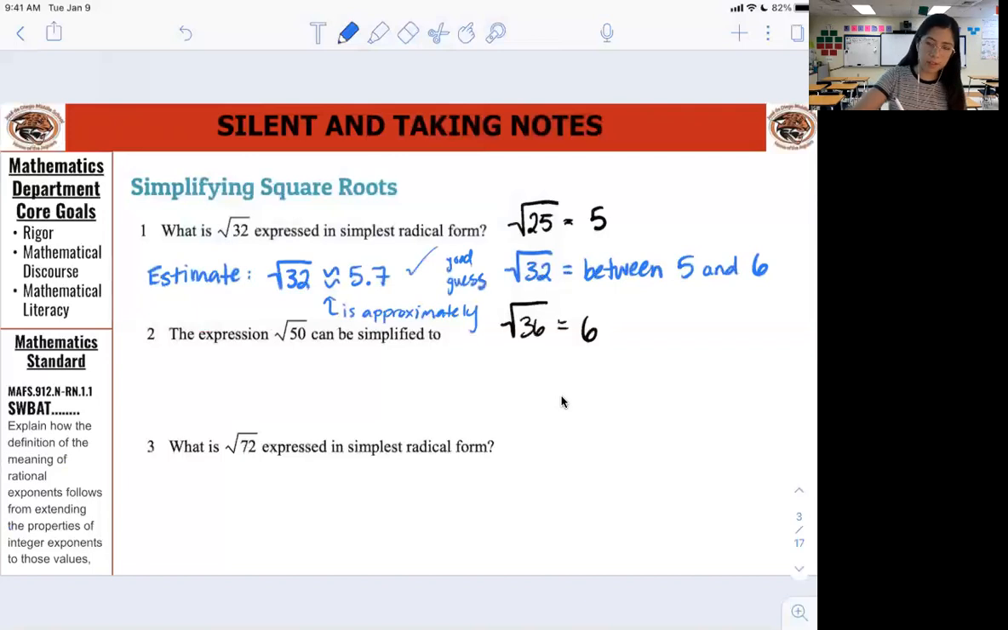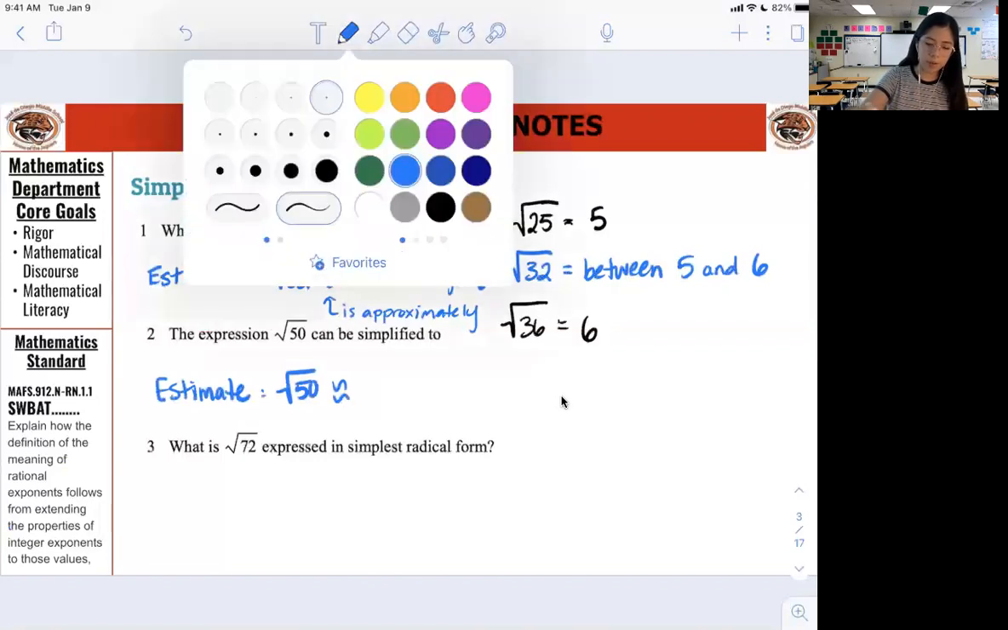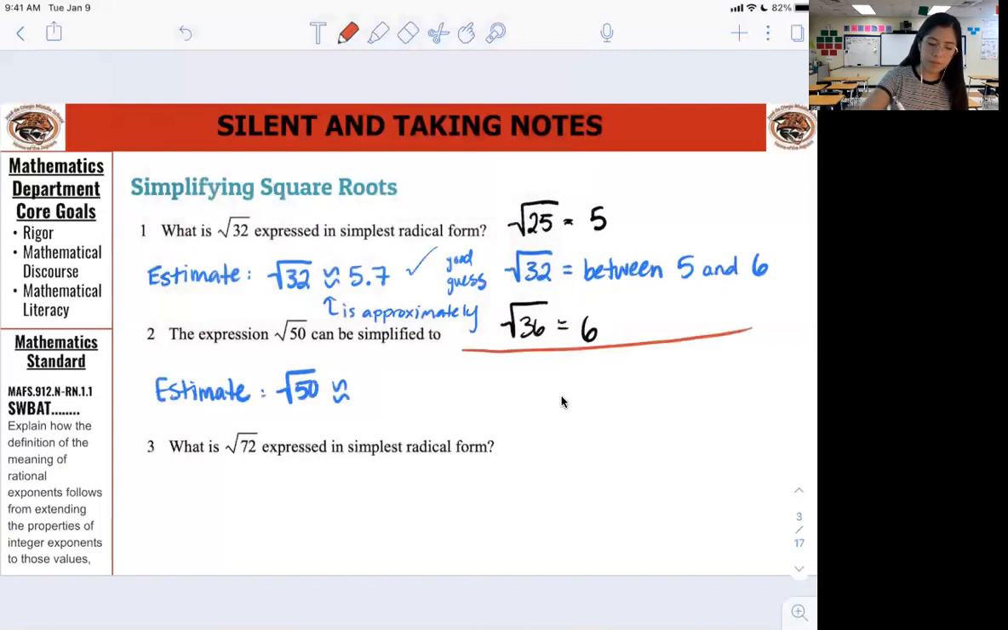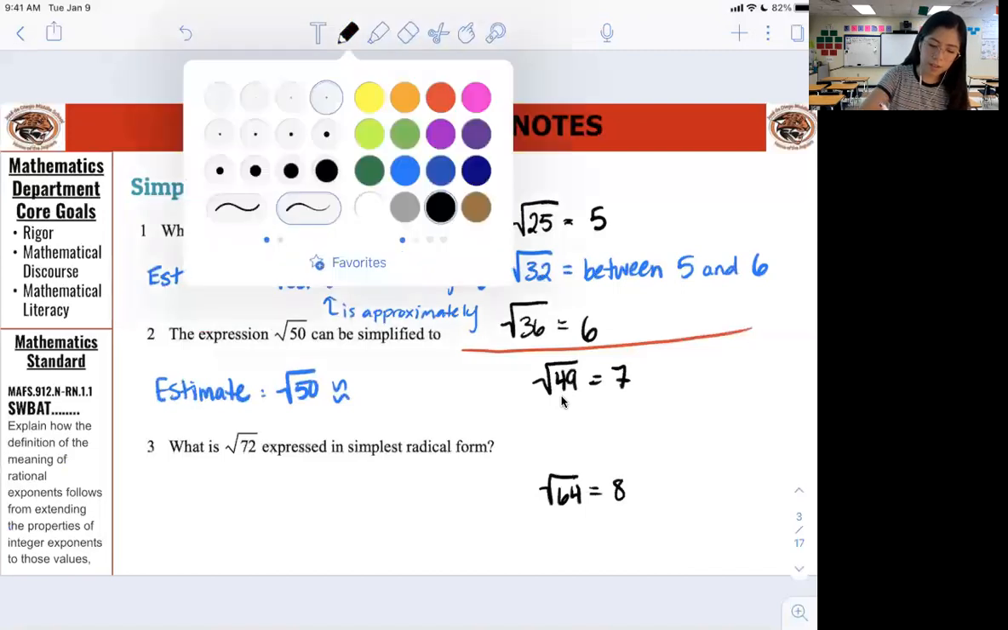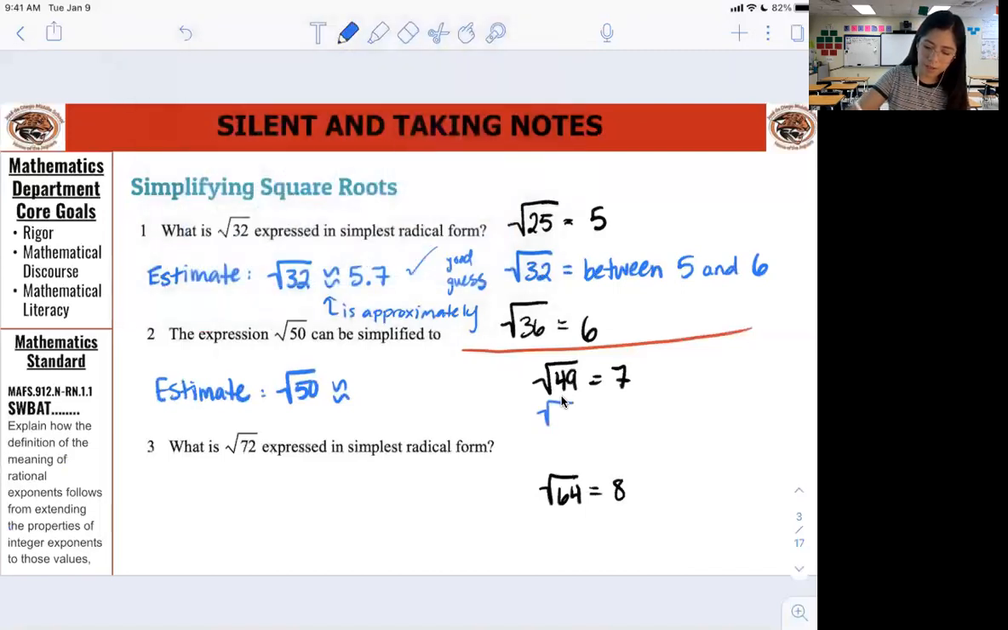Okay, let's do another. Same thing. We're estimating the square root of 50. The question is, the square root of 50 is going to be between which two perfect squares? 7 and 8, right? Because the square root of 49 is 7 and the square root of 64 is 8. So the square root of 50 is going to be somewhere between 7 and 8.